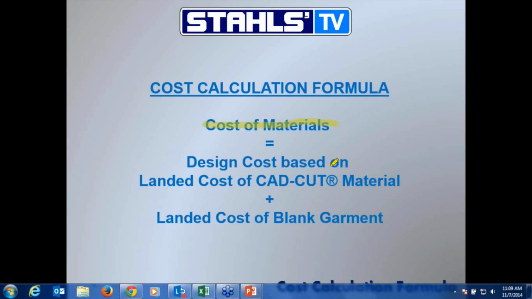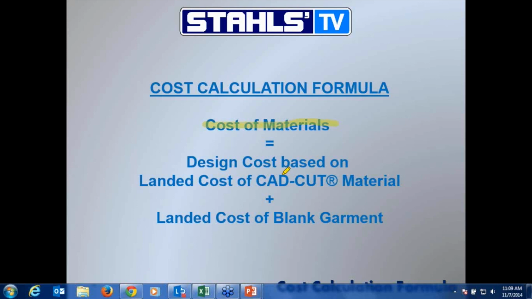Now, when you're looking at landed cost, it's important to calculate freight, and we're going to show you an exercise in the next slide on how to get your average landed cost for CAD-CUT materials. So you shouldn't just look at your supplier's catalog, hopefully your supplier's Stahls, and say, that material costs $5 a yard. So that's what we're going to put into our equation.